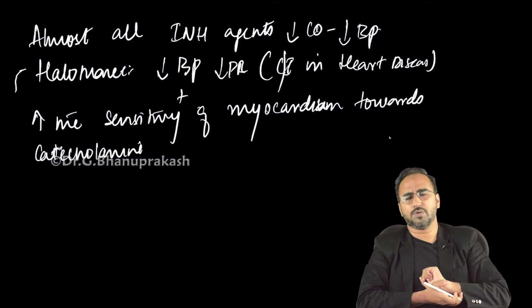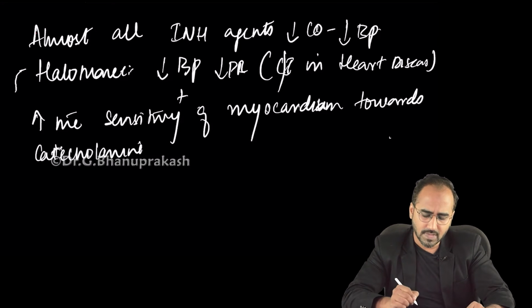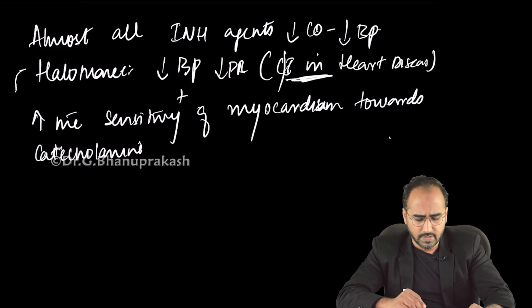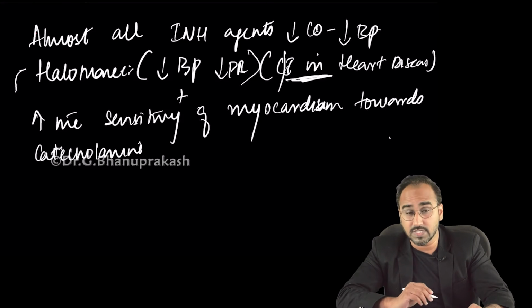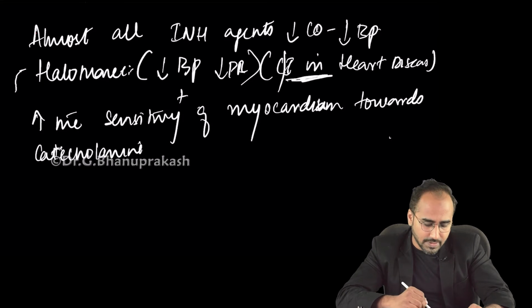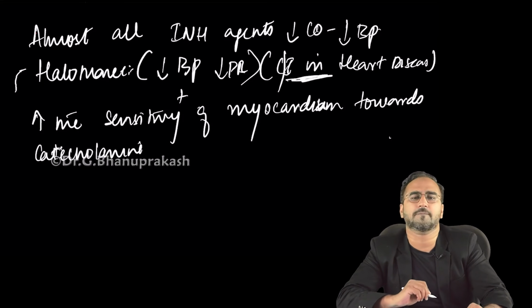I guess most of you haven't got this point. Okay? All in all, remember, halothane is contraindicated in heart disease. Why? Because it causes hypo and brady. But the second point, the bouncer point that went like a bouncer to you is what? Halothane increases the sensitivity of myocardium towards catecholamine.